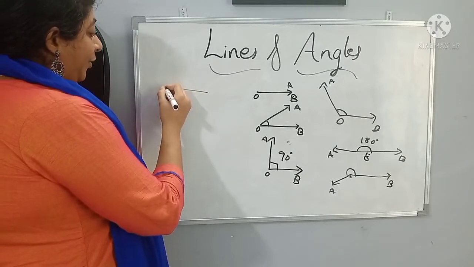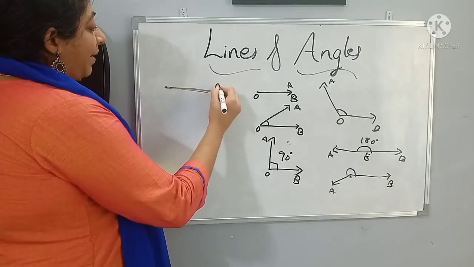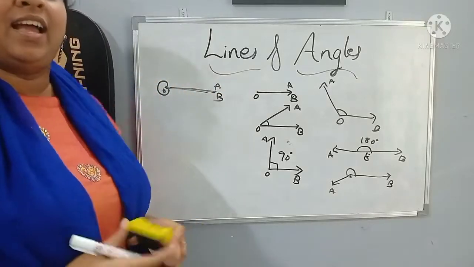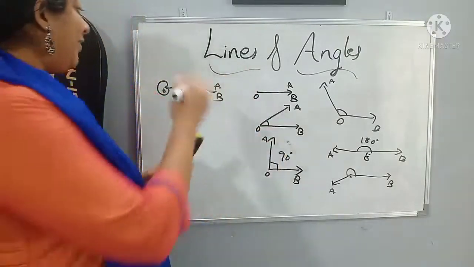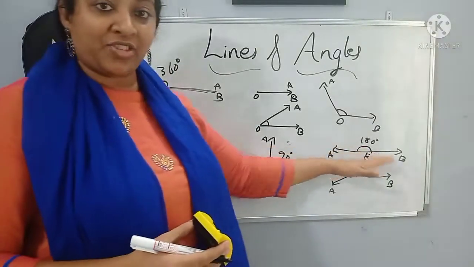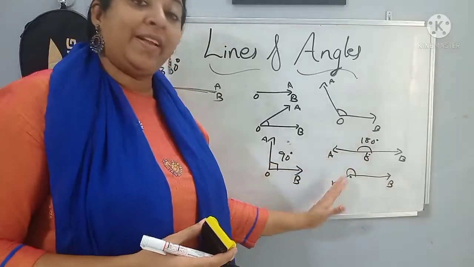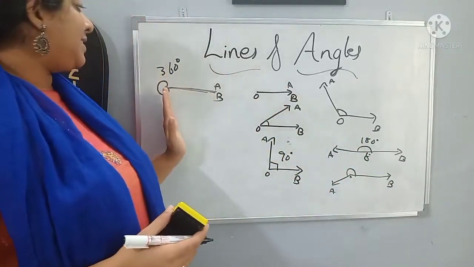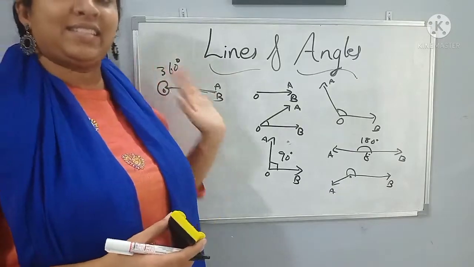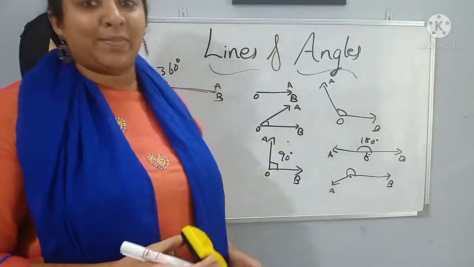Given one complete rotation, A and B will coincide here. So this full angle we call a complete angle. A complete angle will be 360 degrees. This is the 180 degree straight angle. More than 180 degrees is a reflex angle. And this is one complete rotation, that is 360 degrees. So these are the types of angles.